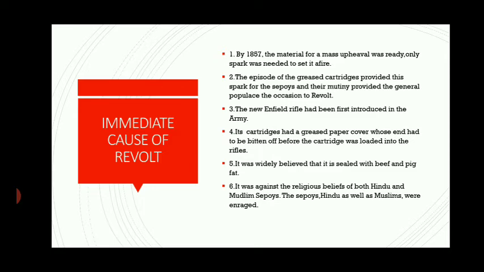The episode of the grease cartridges provided the spark for the sepoys, and their mutiny provided the general populace the occasion to revolt. The new Enfield rifle had been introduced in the army. Its cartridges had a greased paper cover whose end had to be bitten off before the cartridge was loaded in the rifle. It was widely believed that it was sealed with beef and pig fat. And beef and pig fat were against the religious beliefs of both Hindu and Muslim sepoys. The sepoys, Hindu as well as Muslim, were enraged.